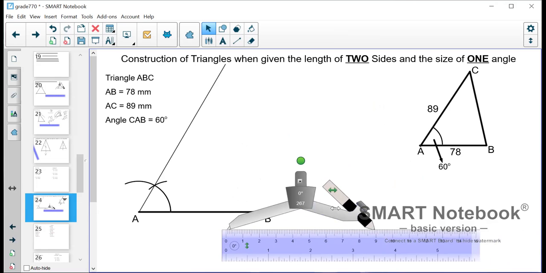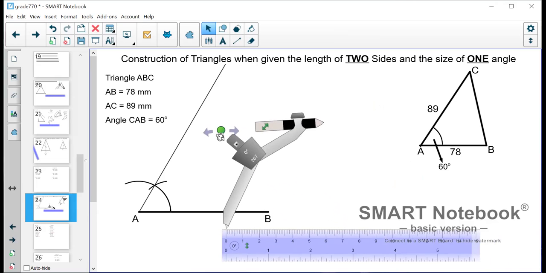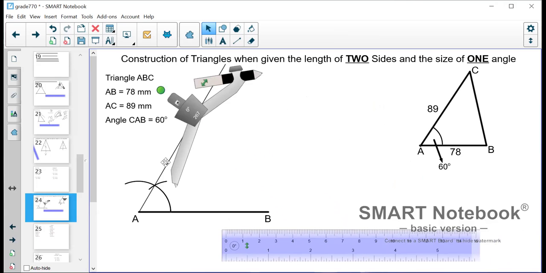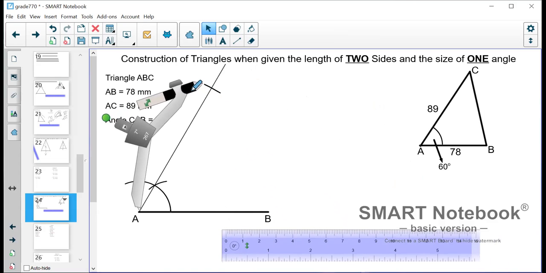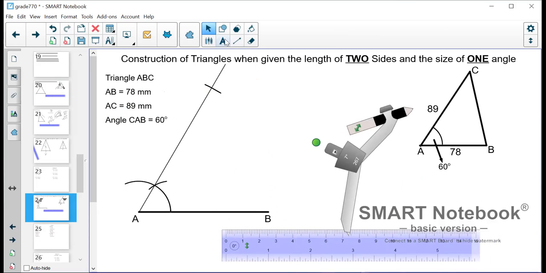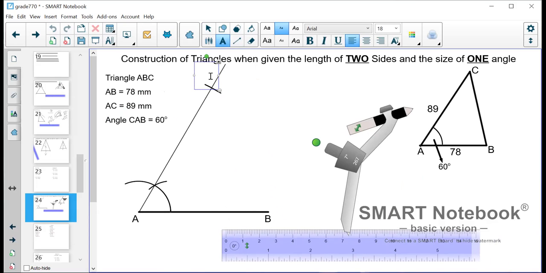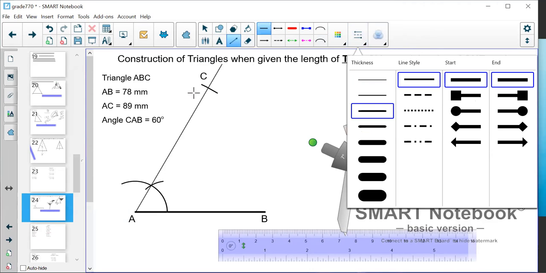to 89. But in this case, it's construction, so we need to show how we obtain the line. So we place the point at A, and we simply scribe an arc on the line, and that would give us the length of 89. And that would also give us the peak or the apex of the triangle, which is labeled C. So to complete, I would simply draw a line from C to B.